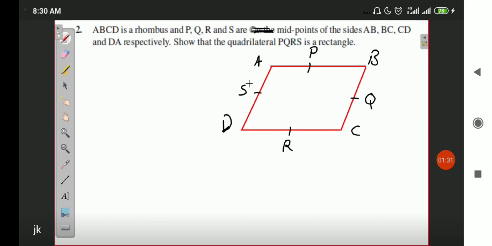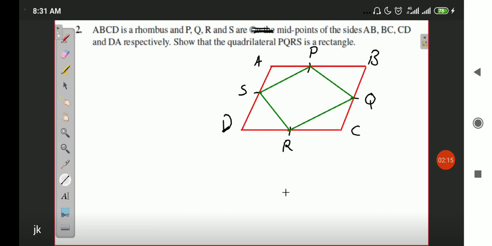This question is just similar to the previous question, just as question number 1. The only difference is in question number 1 there was a quadrilateral, in question number 2 there is a rhombus. The second difference is that in question number 1 we had to prove that the quadrilateral inside was a parallelogram. This time we have to prove that this PQRS is a rectangle. So let us join PQRS.